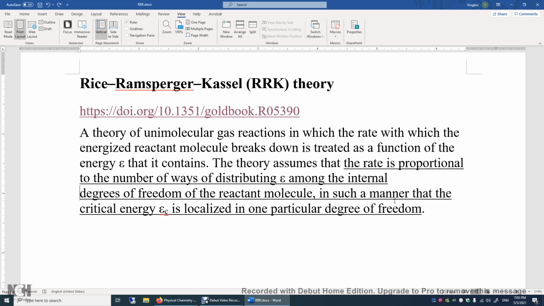I copied this paragraph from the IUPAC Gold Book. This is the web link that you can use. Now I'm going to explain this sentence.